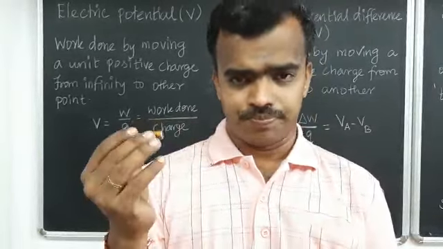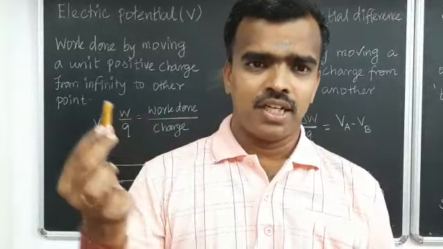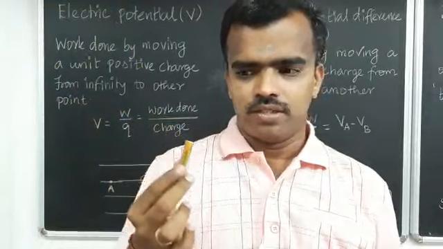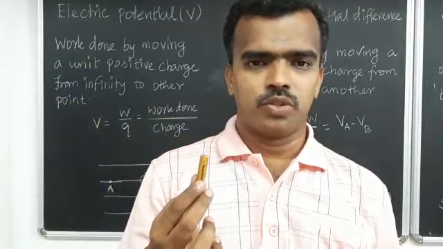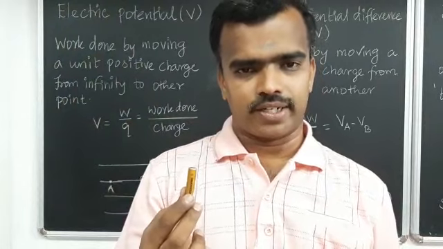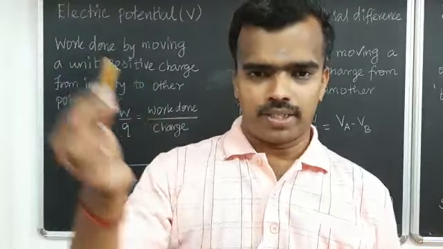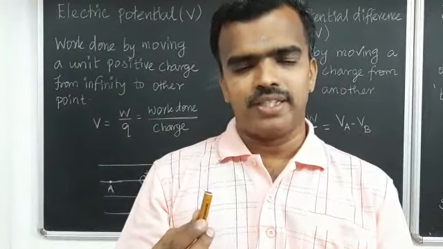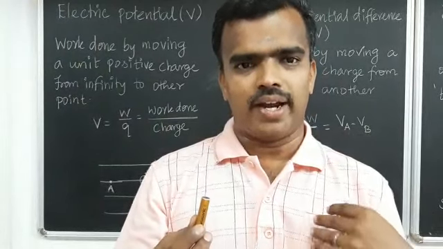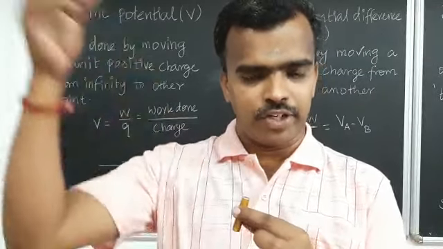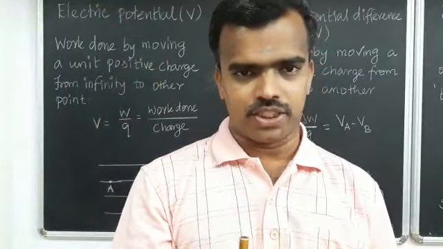Assume that this battery's charge is located at infinity. I bring this charge from infinity to one particular point, which is just opposite to the direction of the electric field. For that I need to spend some amount of work, or some energy, to bring it from infinity to one point. That is called electric potential.